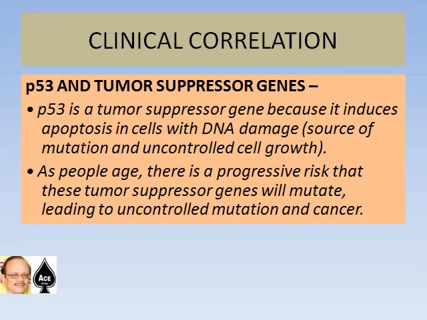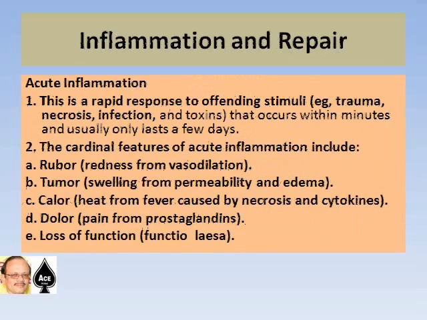Clinical correlation: P53 and tumor suppressor genes. P53 is a tumor suppressor gene because it induces apoptosis in cells with DNA damage. That is the source of mutation and uncontrolled cell growth. As people age, there is a progressive risk that these tumor suppressor genes will mutate, leading to uncontrolled mutation and cancer.